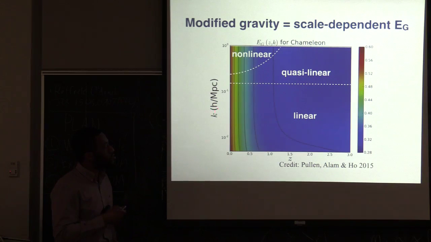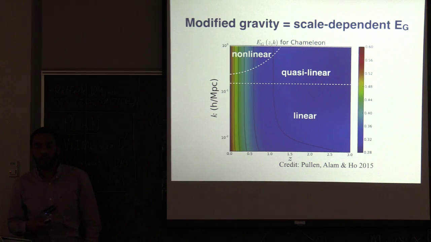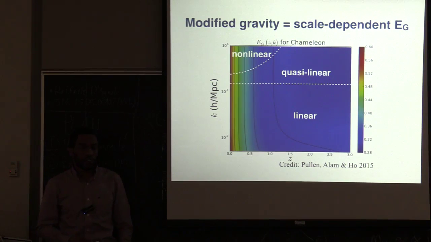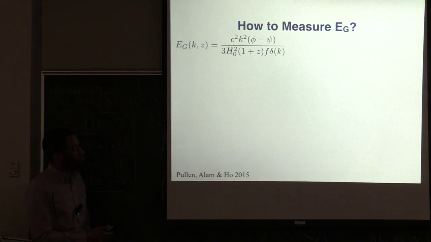And so specifically, what we'd like to do is see if we can detect the scale dependence of Eg, because that would be a smoking gun signal for modified gravity. And that's something we want to search for.